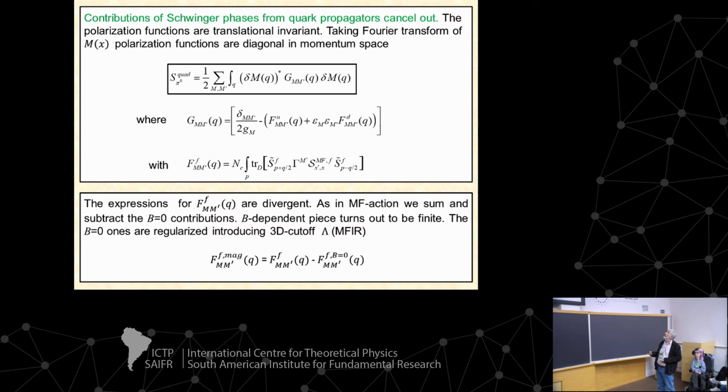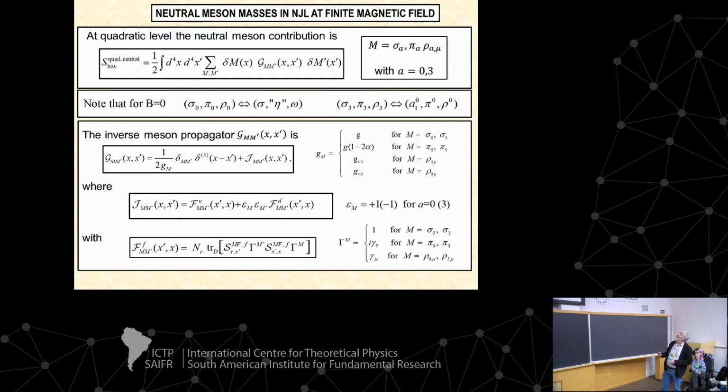Then I will go to the meson sector. At a quadratic level, for the neutral mesons, you get something like this. These are the meson fluctuations. As I said, it corresponds to scalar, pseudo-scalar, and vectors. Since I'm dealing here with the neutral ones, this A can be zero, which is the isoscalar piece, or three, which is the neutral component of the isovector.